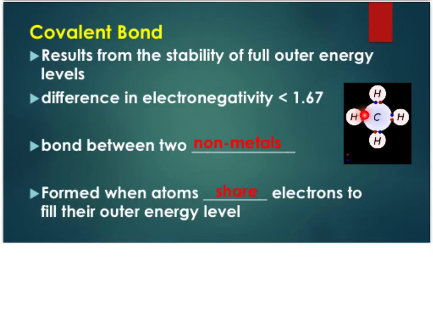So, 1, 2. They share electrons here. Hydrogen has 2 electrons, which is good. Hydrogen has 2 here again. Hydrogen has 2. So the 4 hydrogens each have 2 electrons.